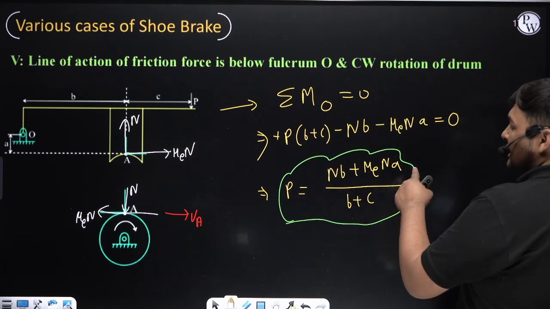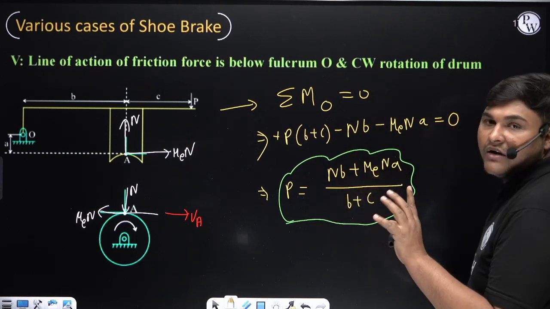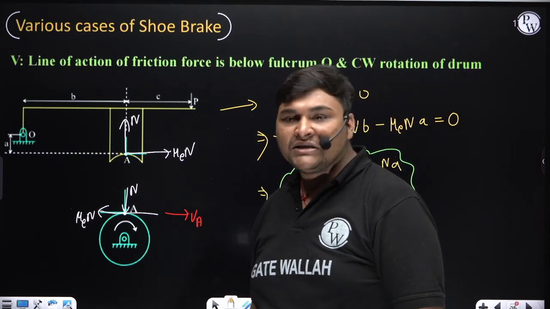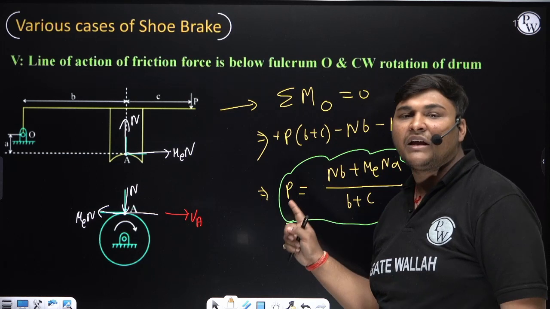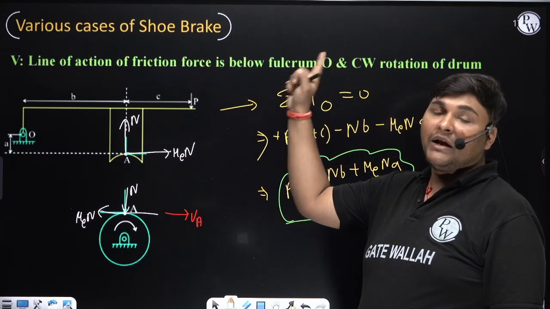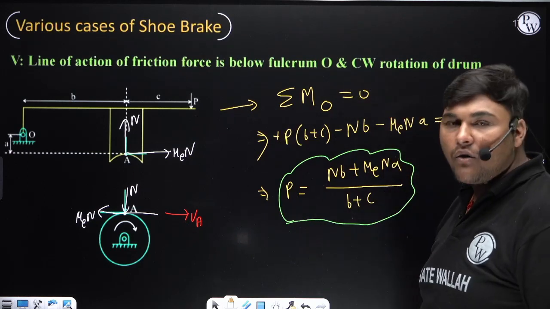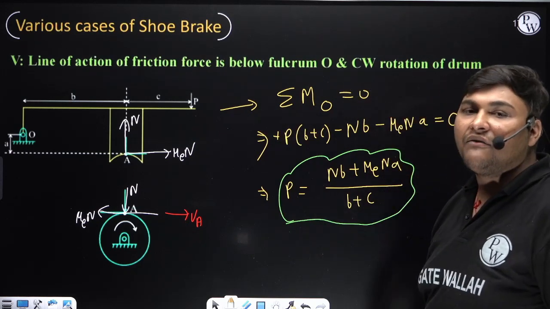So here you can see friction is increasing the braking effort. It is increasing, means friction is not reducing the braking effort. And since friction is not reducing the braking effort, can I say in this case, when line of action of friction is below fulcrum O and drum is rotating clockwise, the brake is not a self-energizing brake.